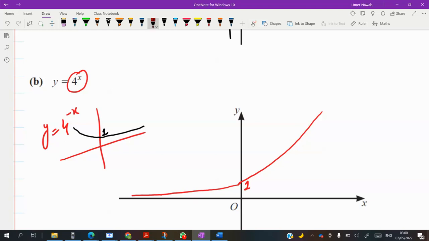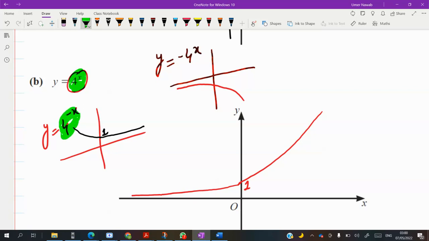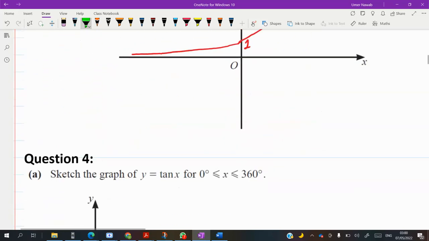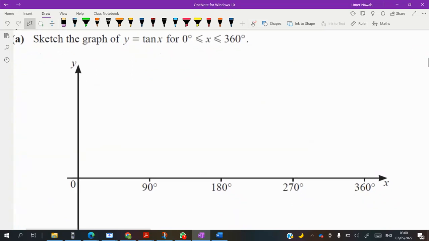If the examiner in the exam says y is equal to minus 4 raised to the power x, then the graph comes from this side, it is below the x-axis, it's like this. But I don't think the examiner will go into that much detail. The most important thing is that 4 raised to the power x or 4 raised to the power minus x will be asked by the examiner. After that, we have the tan of x graph.